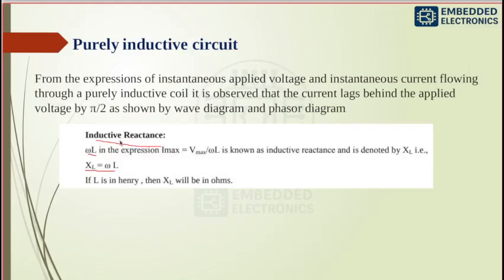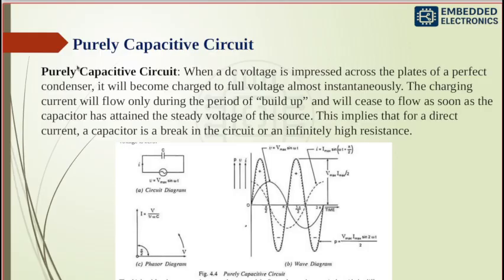So inductive reactance is nothing but XL. In the expression I max equals V max by omega L, omega L is known as inductive reactance, and that is denoted by XL. So XL is nothing but omega L. L is in Henry and XL is in ohms.